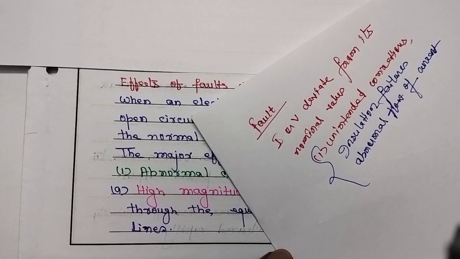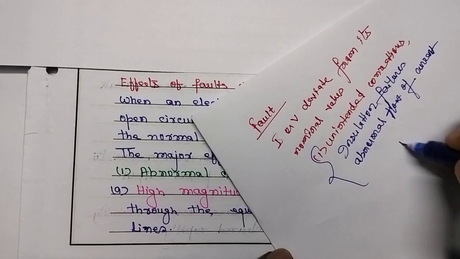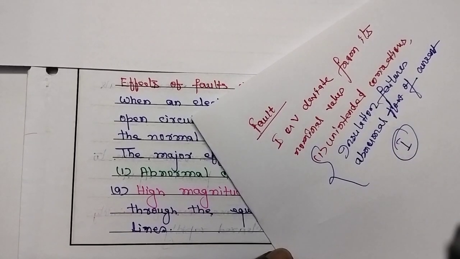In simple words, we can say that a fault is any unintentional short circuit, open circuit, or abnormal flow of current that disturbs the normal operation of the system. Otherwise, a fault provides a low impedance path between conductors or between a conductor and ground. It causes excessive current to flow or results in abnormal voltage.